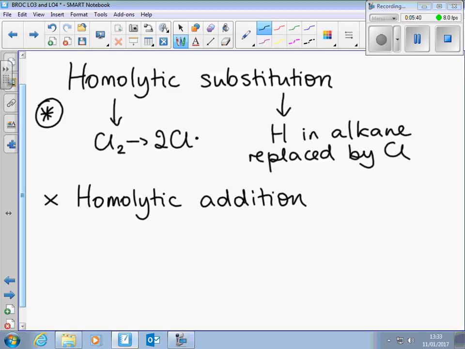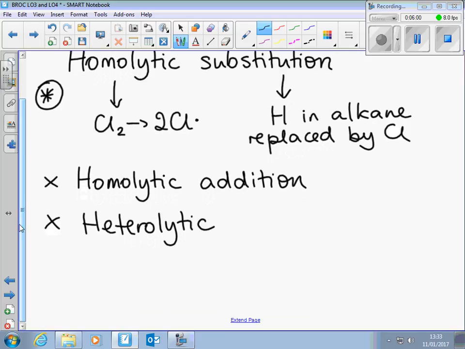Over the page, heterolytic electrophilic substitution. We're not doing that one either. Heterolytic is where you get the unequal split of your starting molecule. So you might well be producing free radicals, but it's not through an equal split. And so heterolytic electrophilic is about having a reactant that will actually pull electrons away.